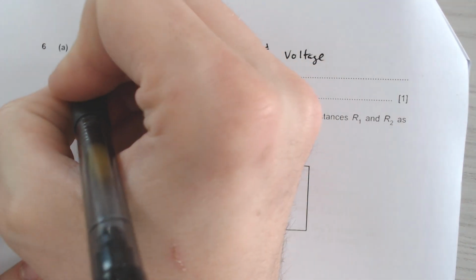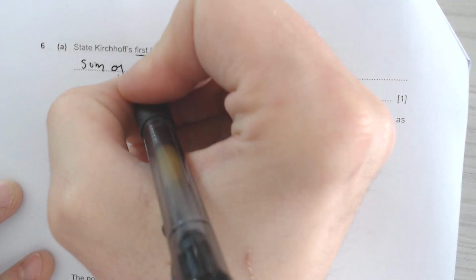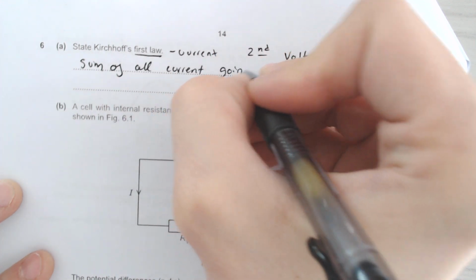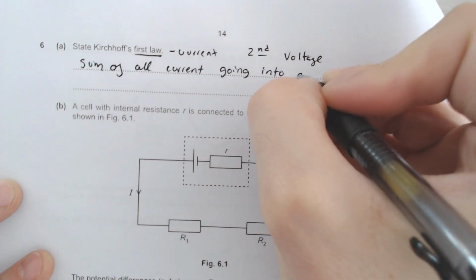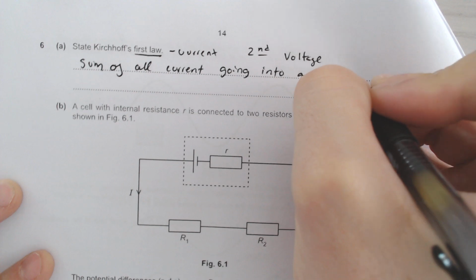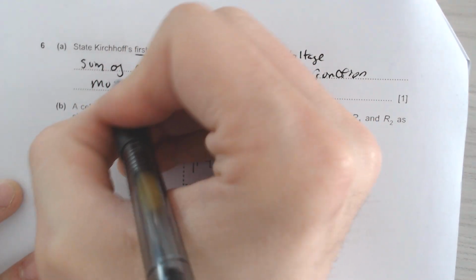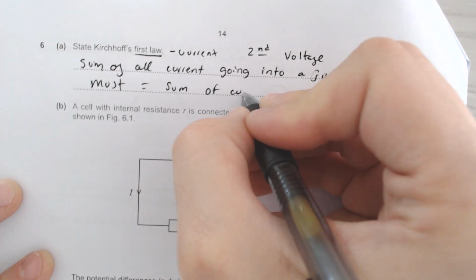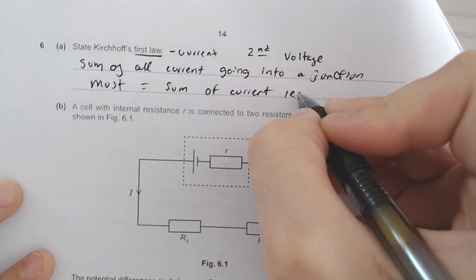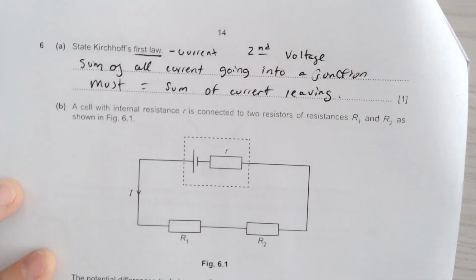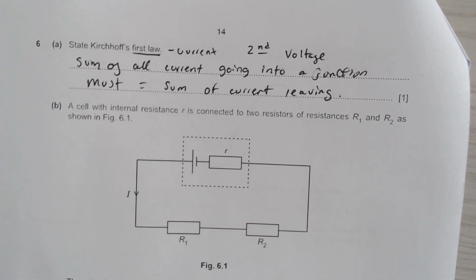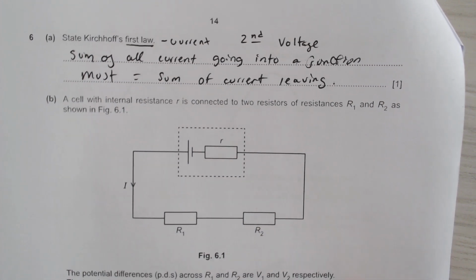So the sum of all current going in to a junction must equal the sum of the current leaving that same junction. Okay? And that is the first law. The second law is going to be covered in the next problem.